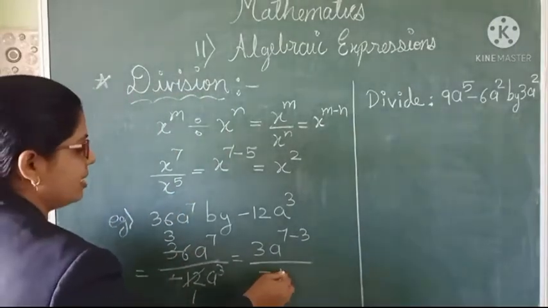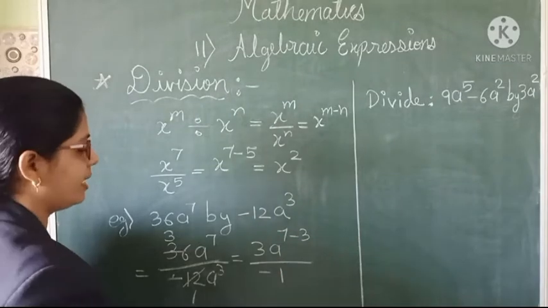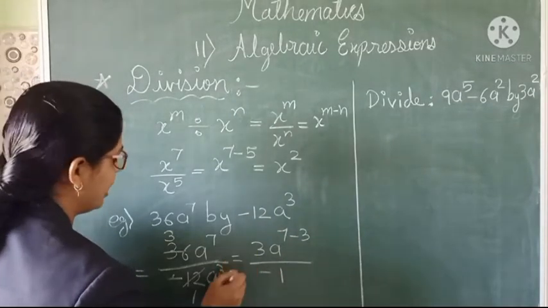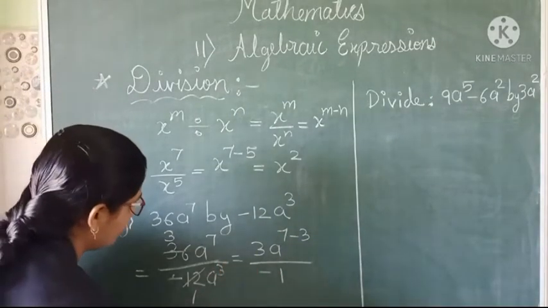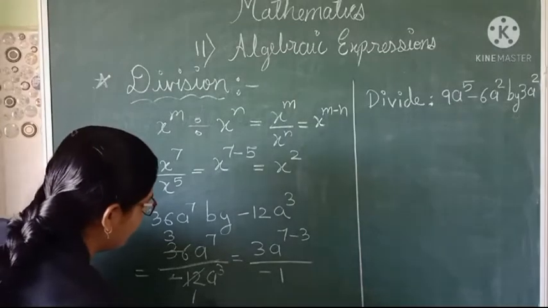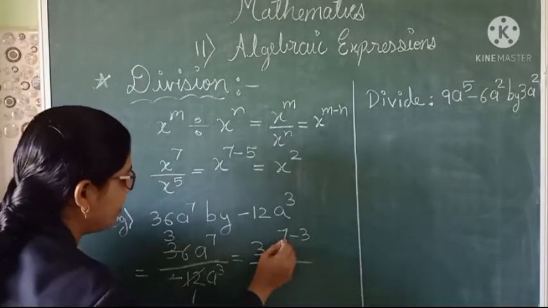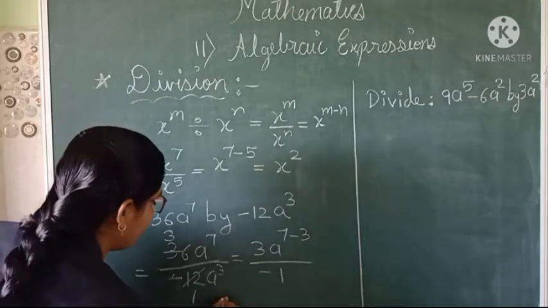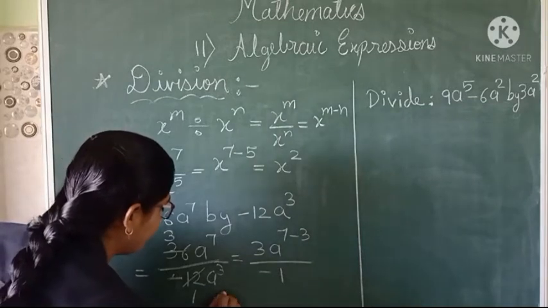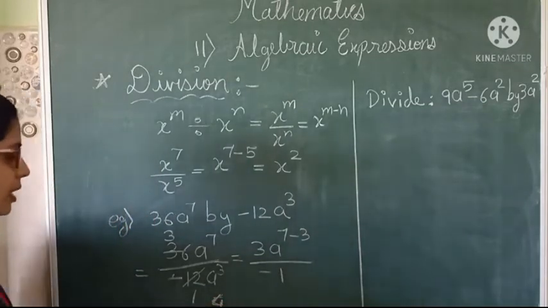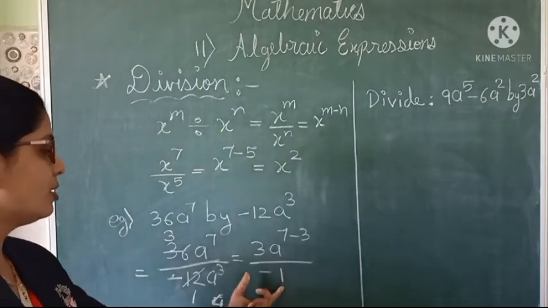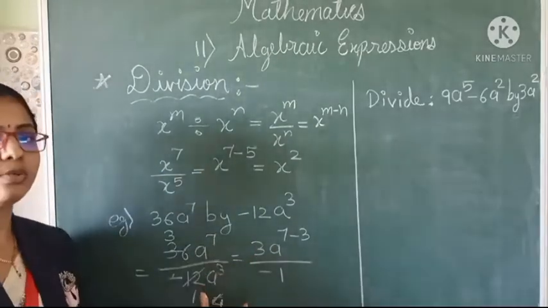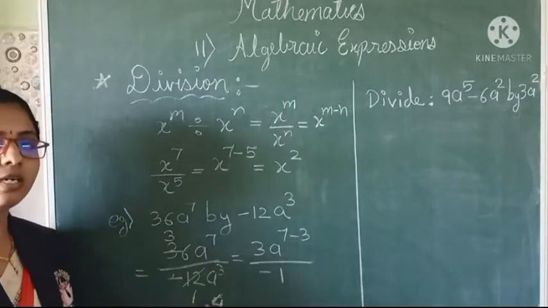Right? So this negative 1, if we are writing or not writing doesn't matter, this negative sign will be carried here to the numerator. So it will be negative 3a raised to 7 minus 3, which will be 4. Okay, so this is the answer of this question. In this way we can go step by step and solve these examples.